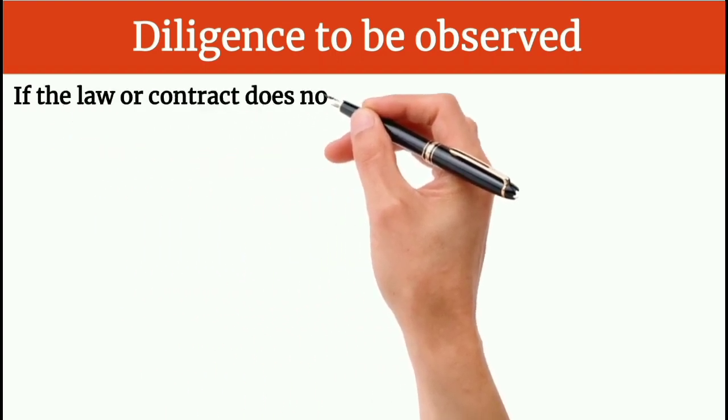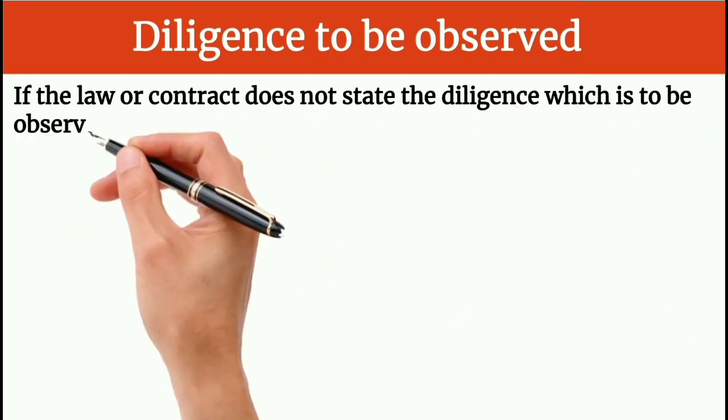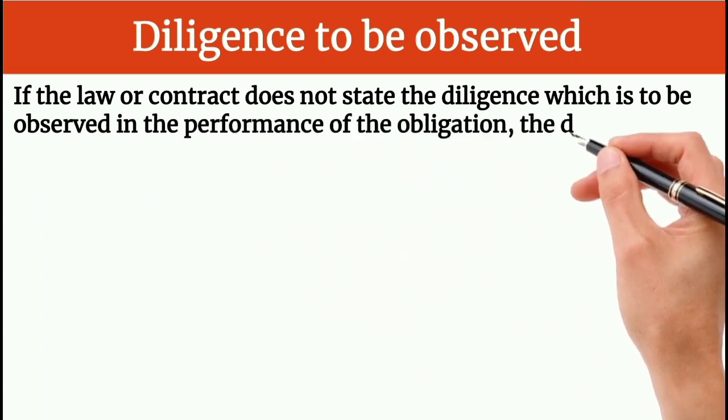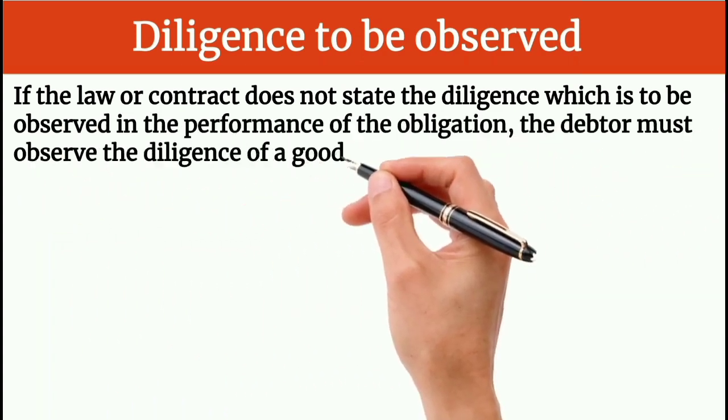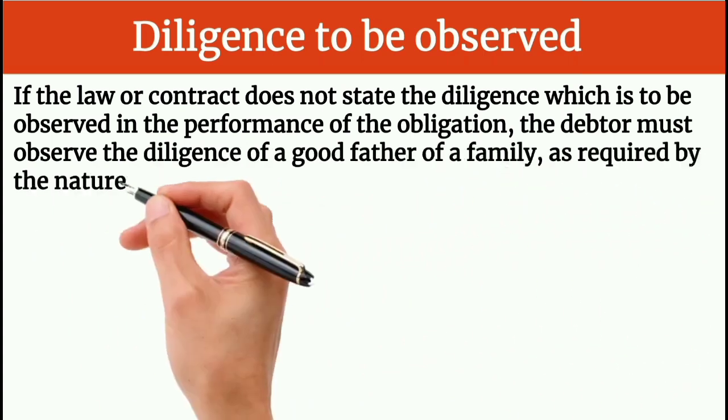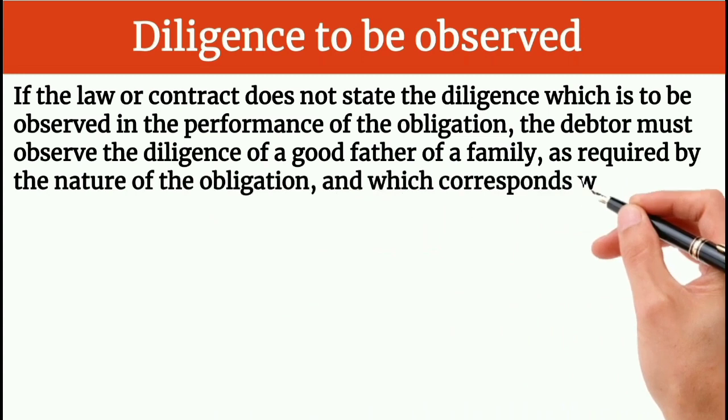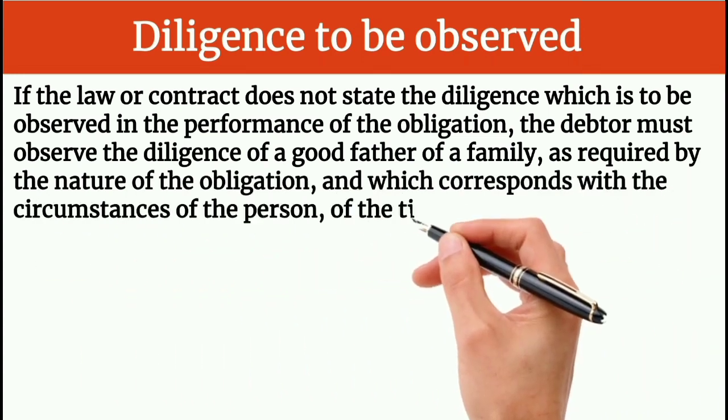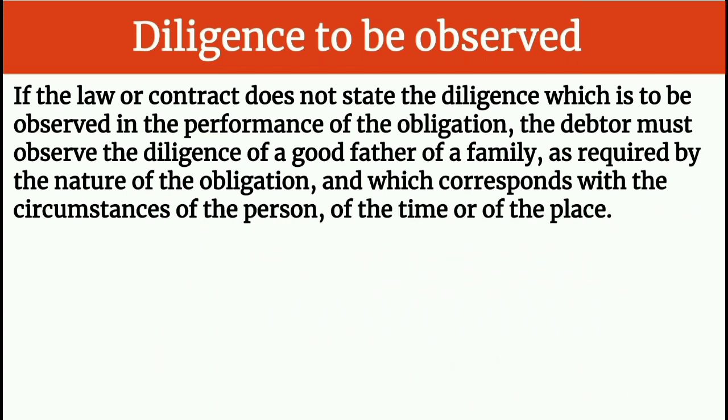If the law or contract does not state the diligence which is to be observed in the performance of the obligation, the debtor must observe the diligence of a good father of a family as required by the nature of the obligation and which corresponds with the circumstances of the person, of the time, or of the place. Meaning to say, ang diligence na i-observe ni debtor ay diligence of a good father of a family. Take note, it's not diligence of a father of a good family. It's not good diligence of a father of a family, but rather diligence of a good father of a family.